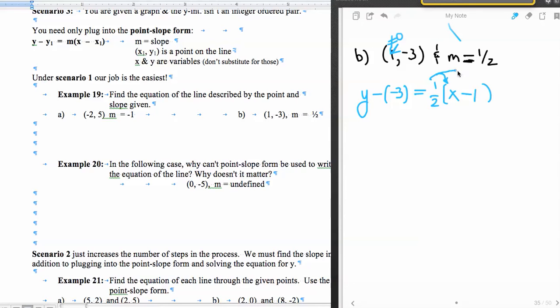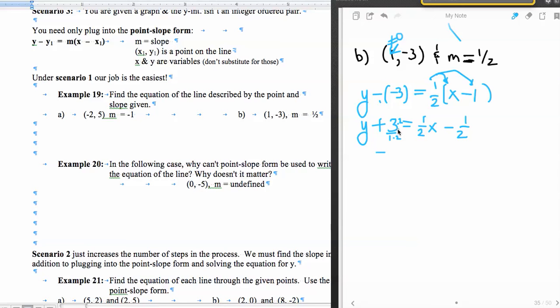Always the same simplification process, distributive process first. So y plus 3, negative and a negative, right, equals 1/2 times x, which is 1/2 x, and then minus 1/2 times 1, which is 1/2. Now, I don't want to confuse you or anything here, but I need this in terms of halves to add it over here, don't I? So I'm going to put this over 1, and multiply this by a 2, and multiply this by a 2, and that's what I'm going to be adding the opposite of.